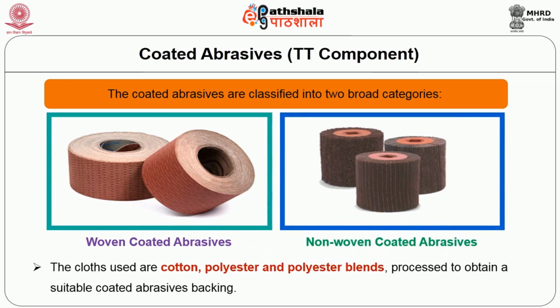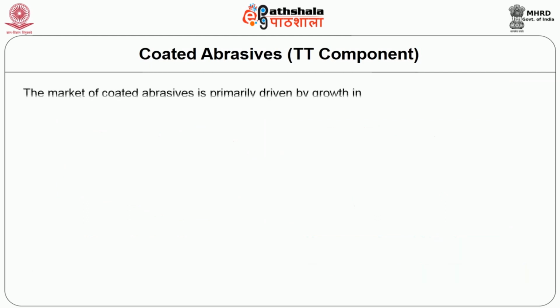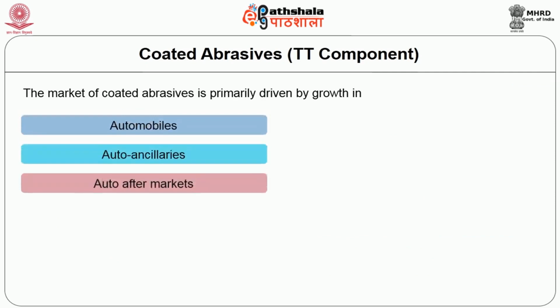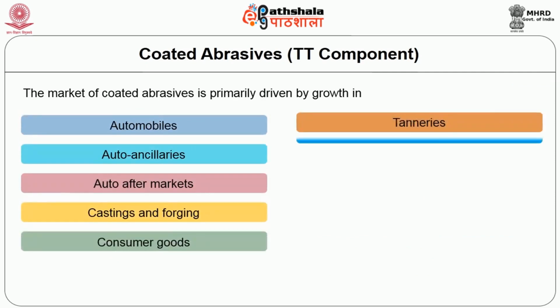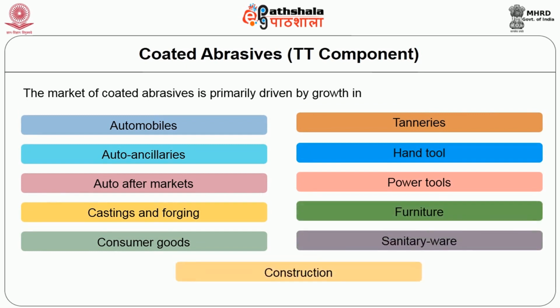The cloths used are cotton, polyester and polyester blend, processed to obtain suitable coated abrasive backing. These backings are specially characterized by weight, tensile strength and flexibility. The market of coated abrasives is primarily driven by growth in automobile, auto ancillaries, auto aftermarket, casting and forging, consumer goods, tannery, hand tools and construction of furniture, sanitary wares.